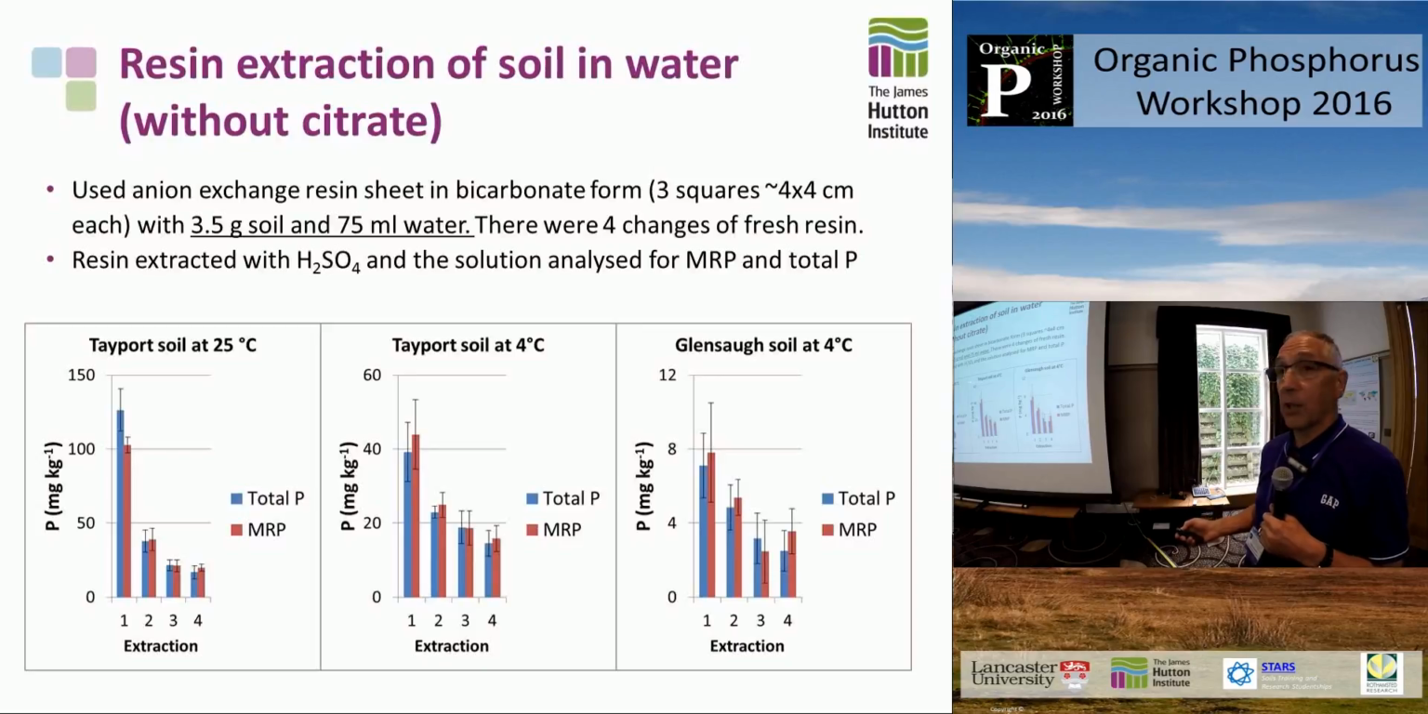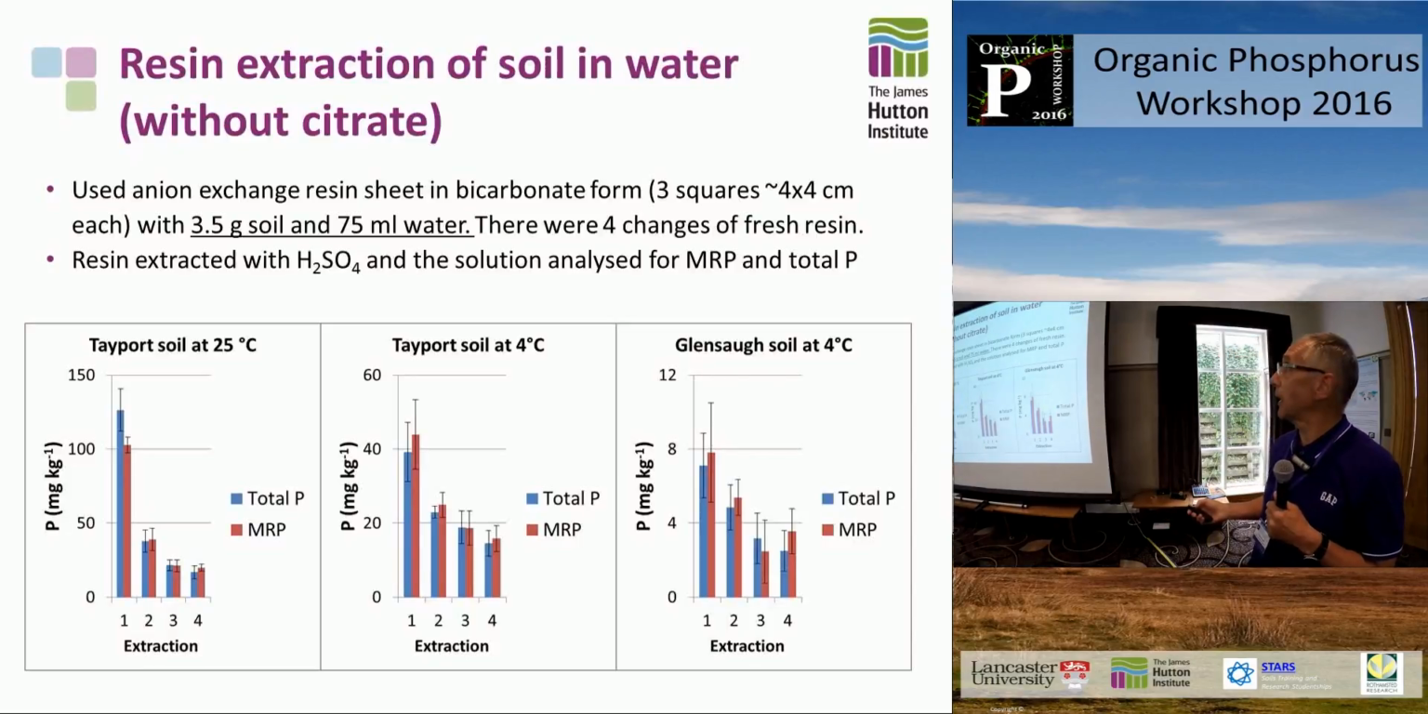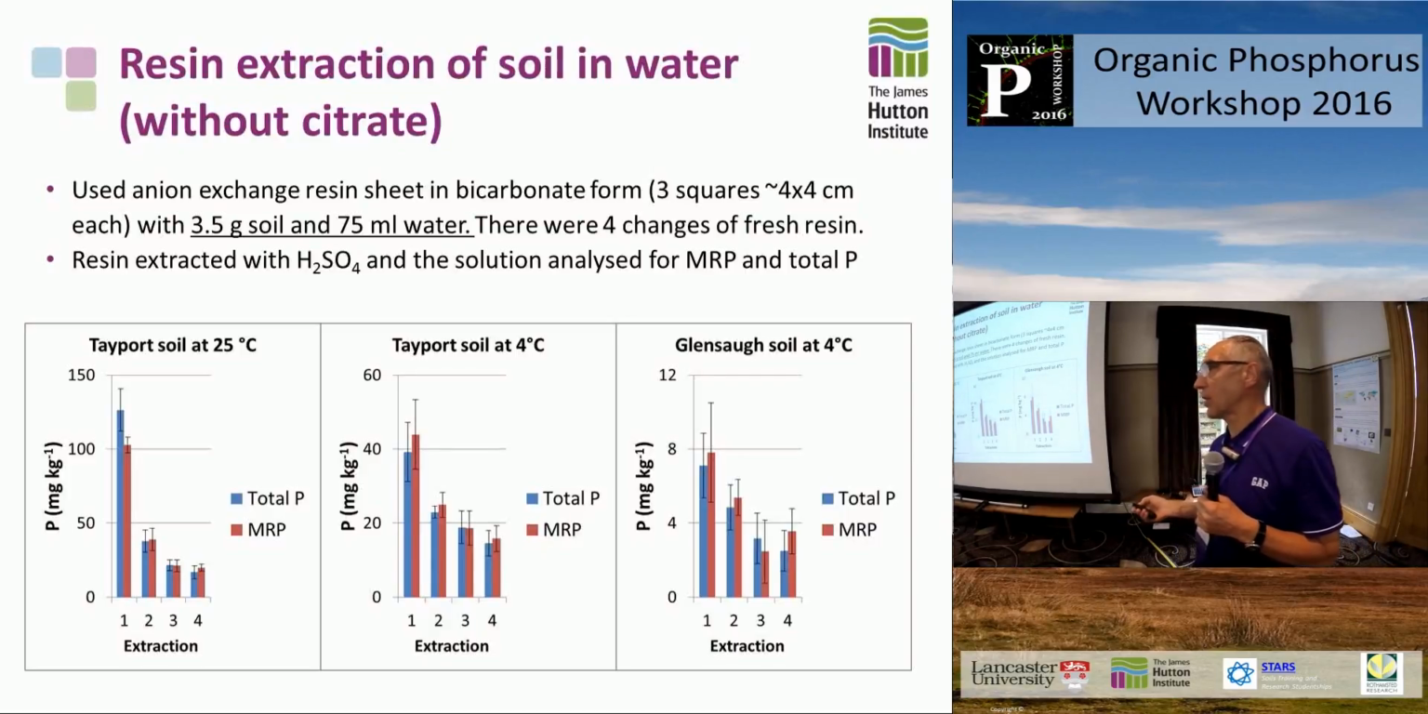We did the reaction as well at 4 degrees to try and minimize biological activity, and we see there's a change of scale here, but a similar kind of pattern exists. And again, we're seeing inorganic P coming off. The Glen Sock soil here, which had a higher percentage of inositol, also showed that really we weren't extracting organic phosphorus there. So what we thought we'd do next was to actually add citrate to this system.